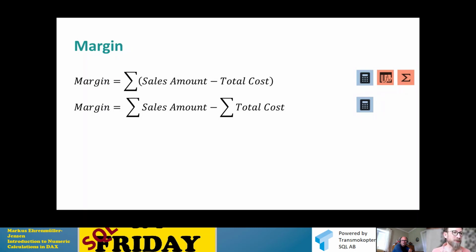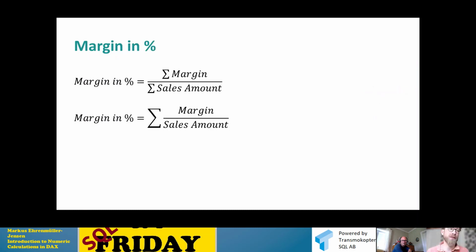Either choose calculated columns or measures, and then with the margin in percent. Can we use both or only one? And if it's one, which one? I mean, it's the same as before, right? So only the first one would work. Exactly. We can only divide the results of the summation, and then divide it with the total line.